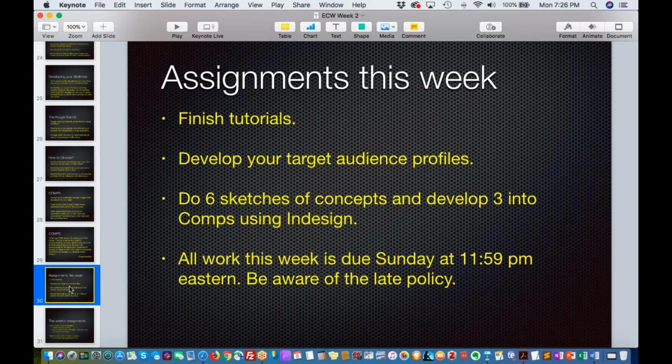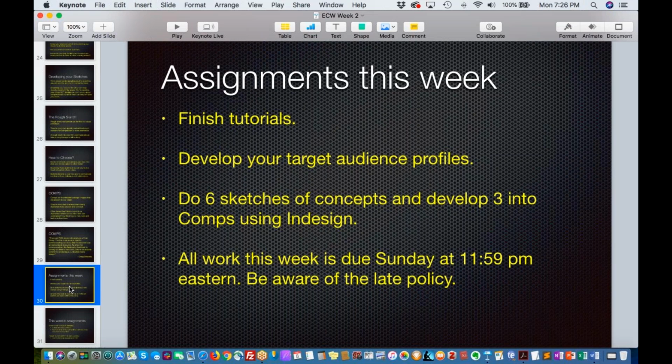Once you have your 6 sketches with your 6 rationales done, put them in a Microsoft Word document, and then develop your 3 strongest sketches into comps using InDesign. Make sure the copywriting is there, the logo is there, the image is there, the layout is the way you want it, so that the client is understanding right from the get-go what you're thinking about how these concepts are going to look in the final order.